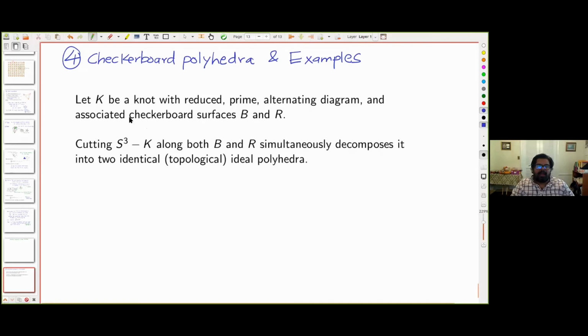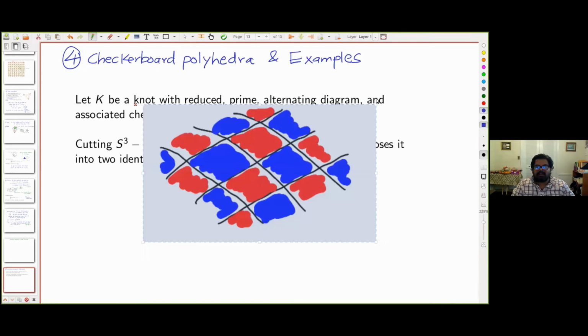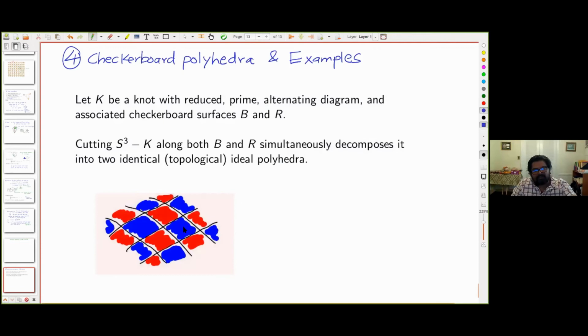You have a knot which is a reduced prime alternating diagram, and then you have the associated checkerboard surfaces. Checkerboard surfaces just means that you have a knot diagram and you color the faces of the knot diagram in a checkerboard pattern. So blue and red surfaces, something like this. What you can now do is cut the knot complement along both of these blue and red checkerboard surfaces simultaneously. So you basically cut it along the blue surface and then you cut it along the red surface. And when you do this, you basically get two polyhedra, and the knot complement decomposes along two polyhedra. And these are called the checkerboard polyhedra.